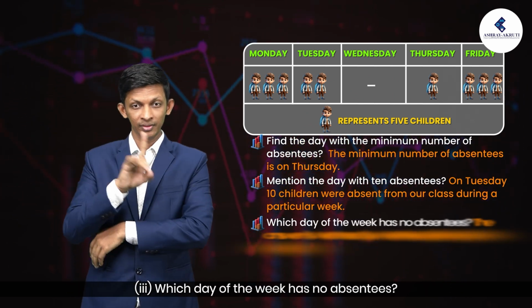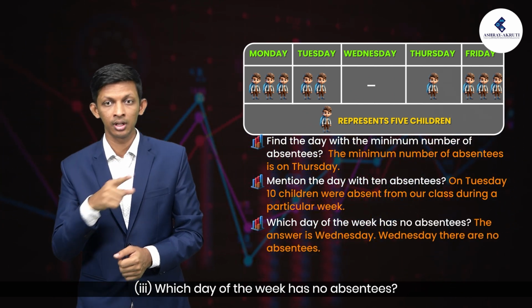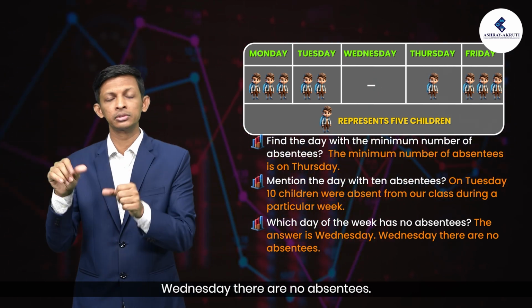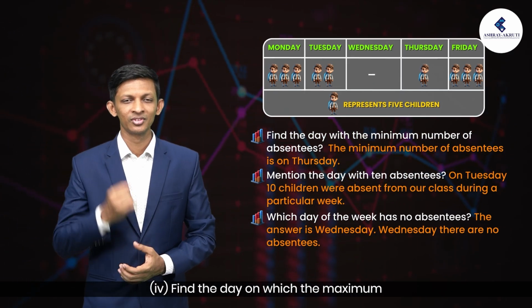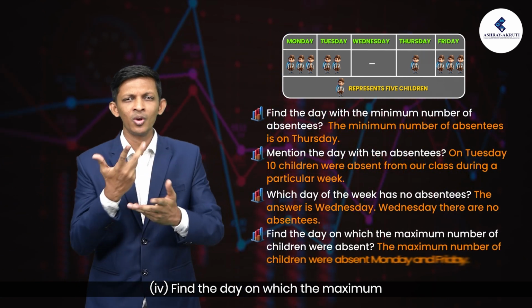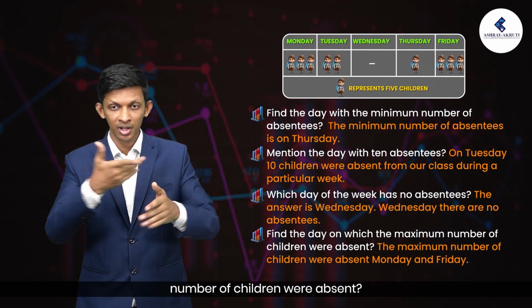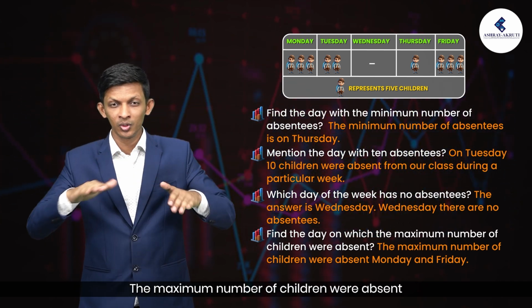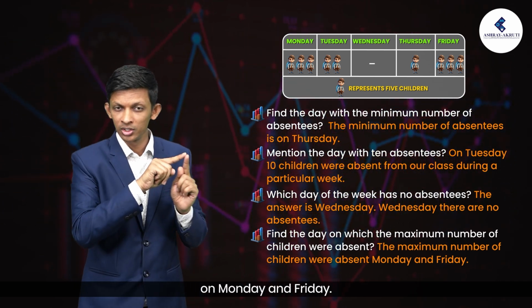Which day of the week has no absentees? The answer is Wednesday. On Wednesday, there are no absentees. Find the day on which the maximum number of children were absent. The maximum number of children were absent on Monday and Friday.